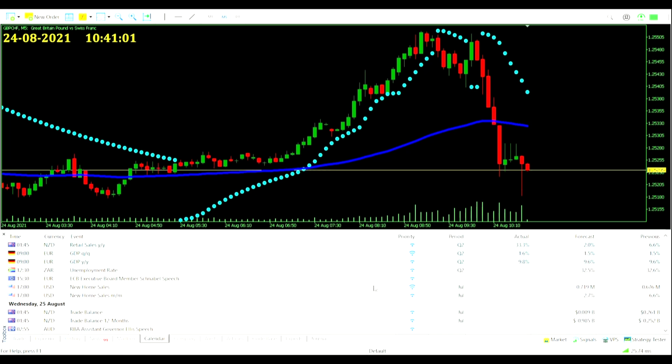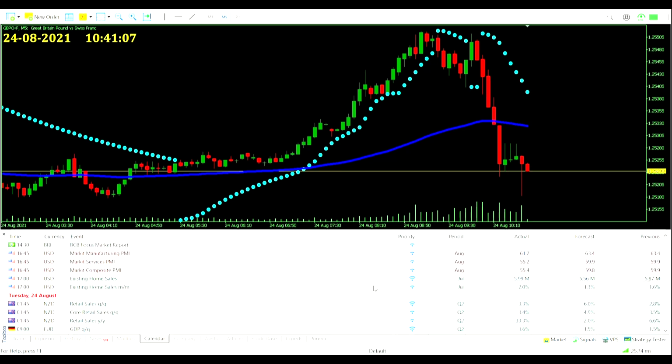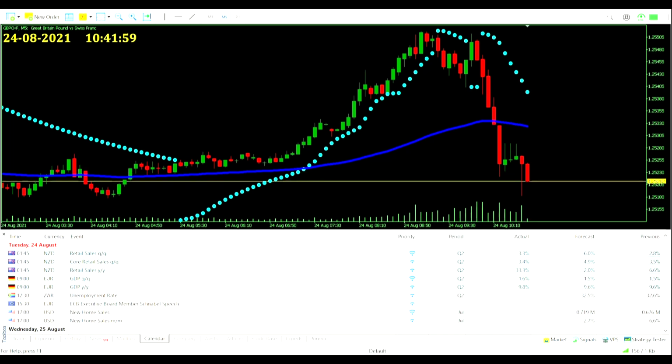Otherwise, there's new home sales at 5 o'clock for the US dollar. So we had existing home sales yesterday, which had a little bit of a beat, and then we get new home sales today. Other than that, literally just the South African rand unemployment. So there's nothing for the pound or the Swiss franc on today's calendar. Hopefully no crazy tweets from Guy Parmelin to mess up our strategy.